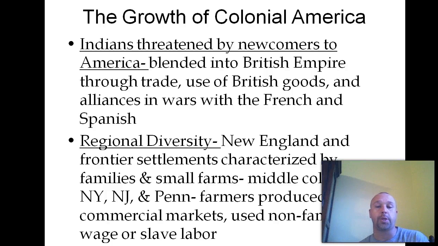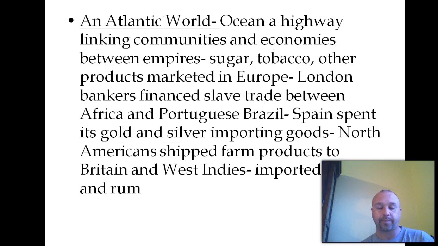We're going to see a lot of regional diversity as well. New England and the frontier settlements were typically characterized by small farms and families running the farms themselves. The middle colonies like New York, Jersey, Pennsylvania, farmers often produced for commercial markets using non-family or slave labor. And in the Deep South, we'll see a huge reliance on slavery.